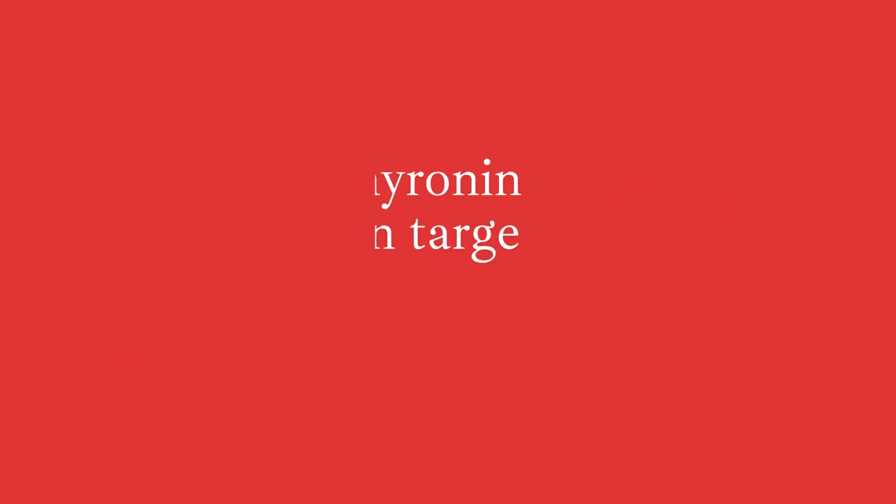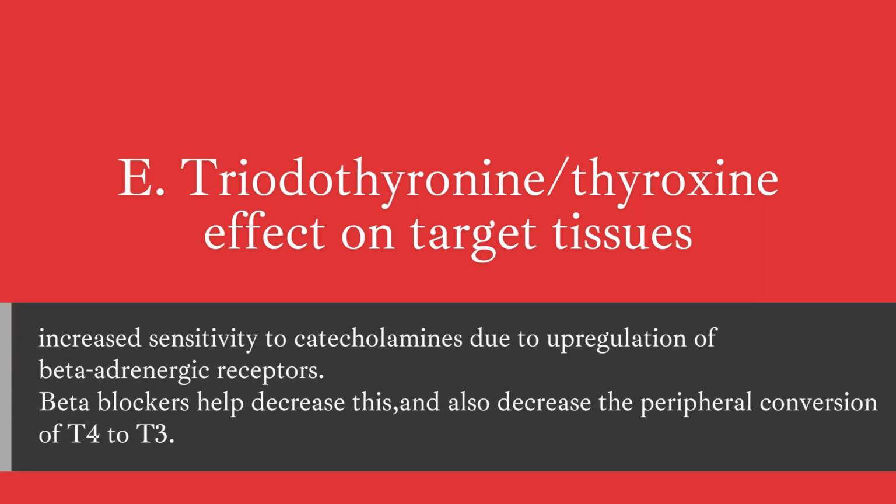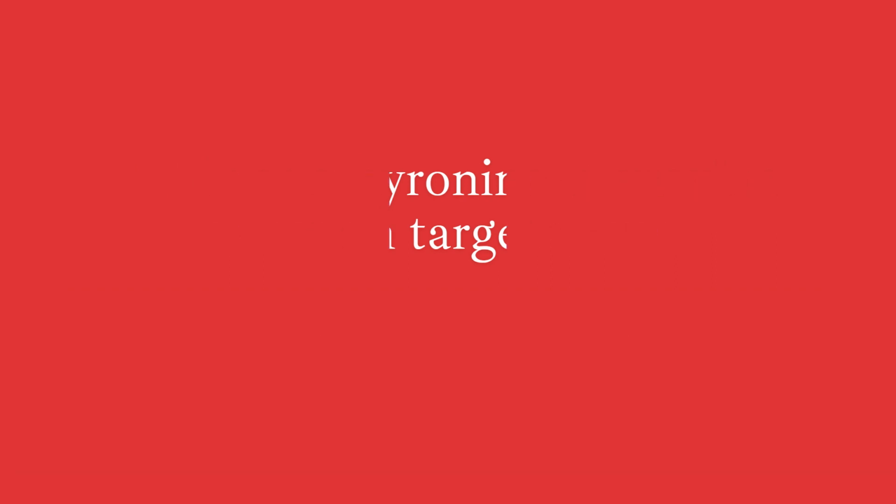Choice E cannot be the answer because hyperthyroidism is characterized by increased sensitivity to catecholamines due to the thyroid hormone-mediated upregulation of beta-adrenergic receptors. Beta blockers help decrease the target organ effects of thyroid hormones, and some beta blockers, like propranolol, also decrease the peripheral conversion of T4 to T3.